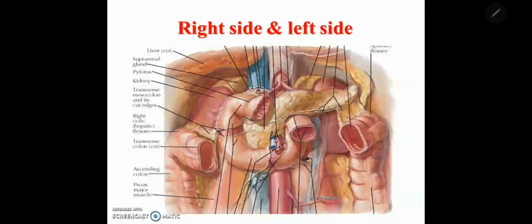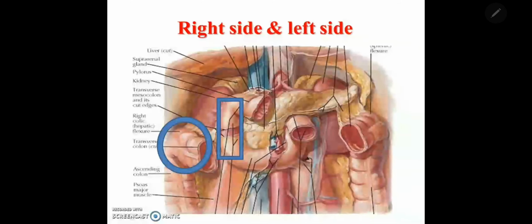And you can notice here it is non-peritoneal in the middle because there is transverse colon going in front, suspended by the transverse mesocolon, and above and below it is peritoneal. Above it is related to the fundus of the gallbladder and right lobe of liver, below to the coils of intestine. So these all are the anterior relations.